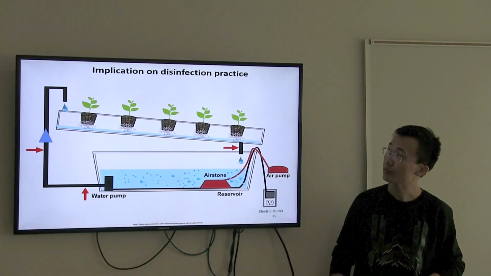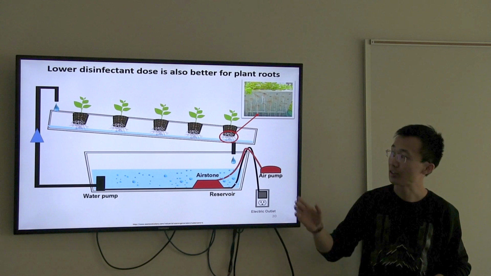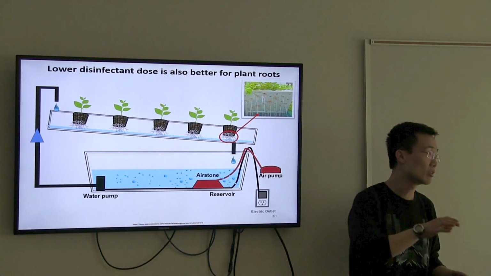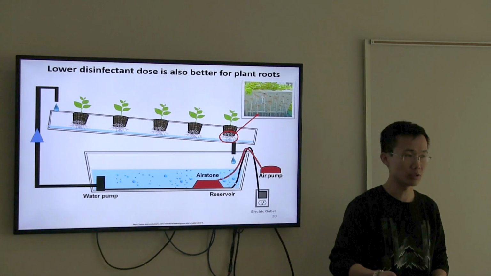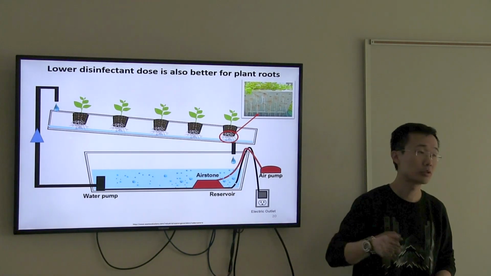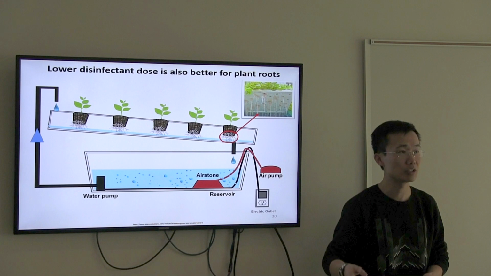And also at the same time, because you're applying a lower dosage, it's actually healthier for your plant roots. It's less damaging to the roots of the plants. This is true for both ozone technology and bleach technology.